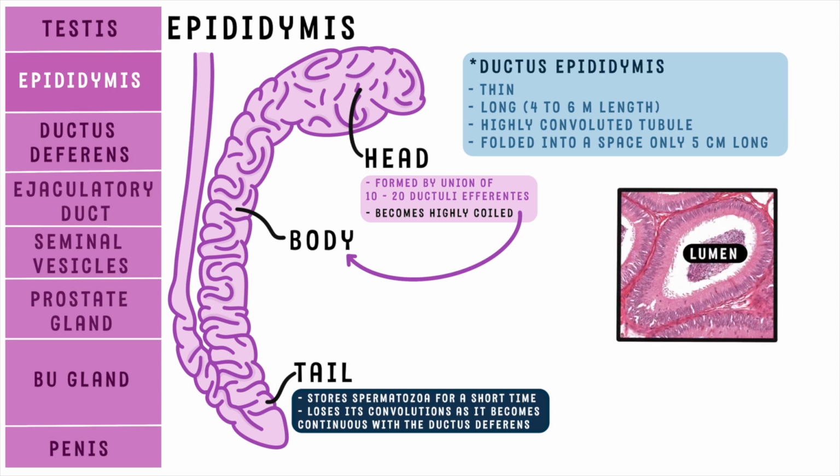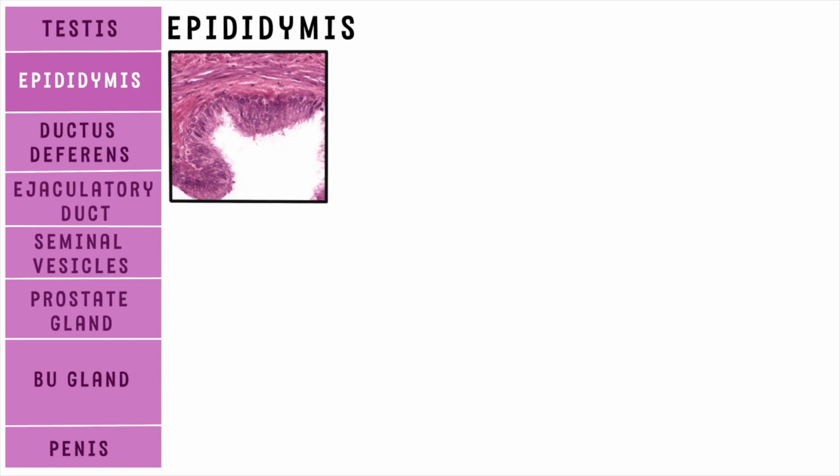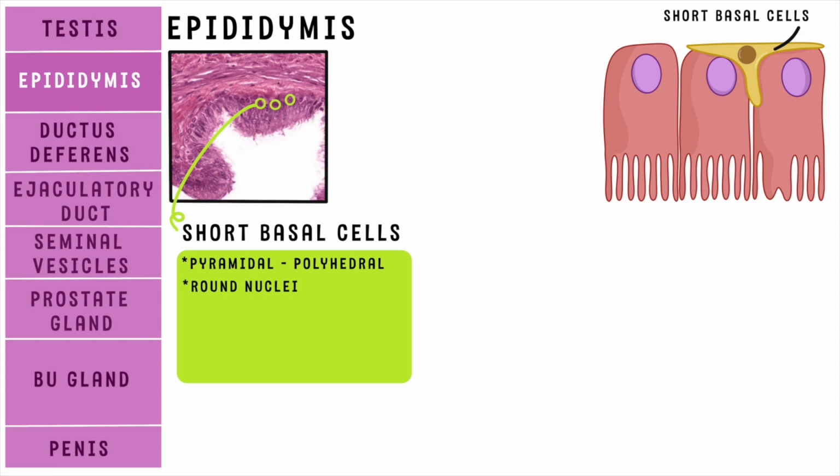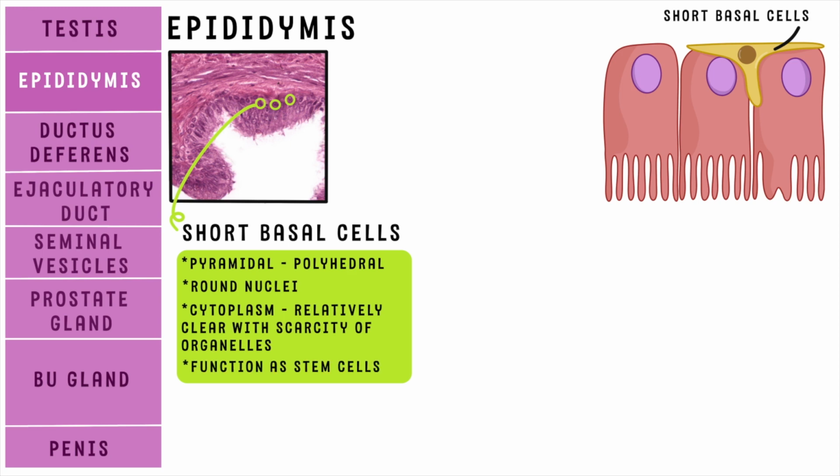The lumen of the epididymis is lined by a pseudostratified epithelium composed of 2 cell types. First is the short basal cells. They are pyramidal to polyhedral. They have round nuclei in which large accumulations of heterochromatin impart a dense appearance to the structure. The sparse cytoplasm of these cells is relatively clear with a scarcity of organelles. It is believed that the basal cells function as stem cells, as well as the principal cells as the need arises.